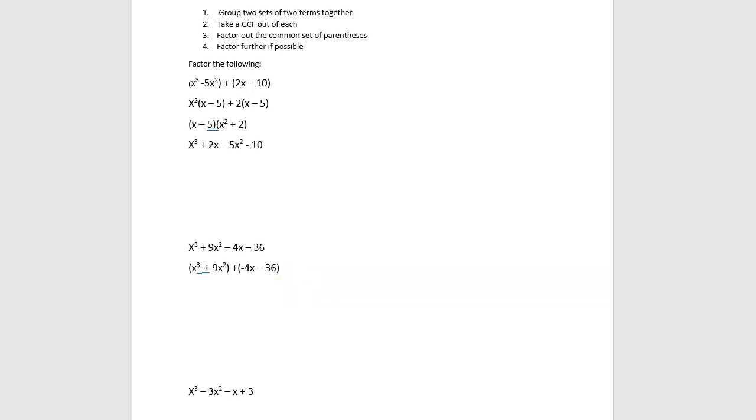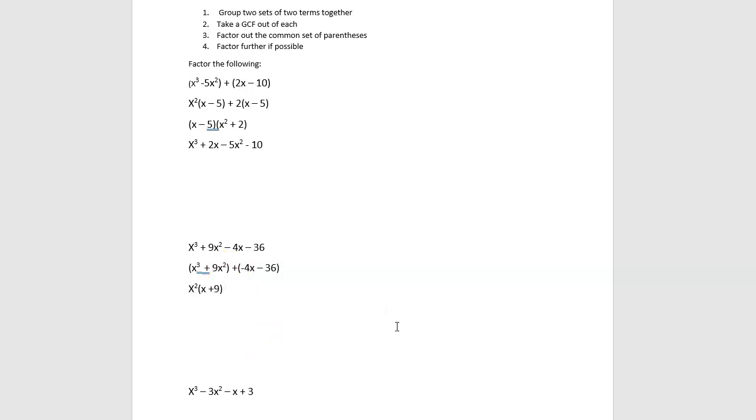I can take an x squared out of the first set of parentheses. It's my lowest exponent. So let's take x squared out. And when I do that, x squared into x cubed, 3 minus 2 will leave me x to the first. And if I take the x squared away from the 9, I'll just have 9 left.